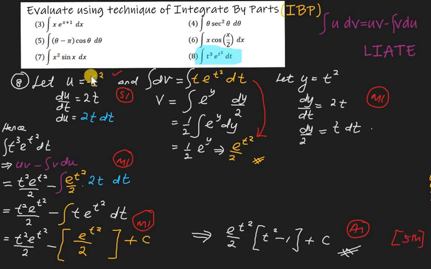So in this case, do you see that the appropriate u is not t cubed but t squared? Nice question, which carries 5 marks. Alright, so that's it for this first part of integration by parts. Okay, thank you.